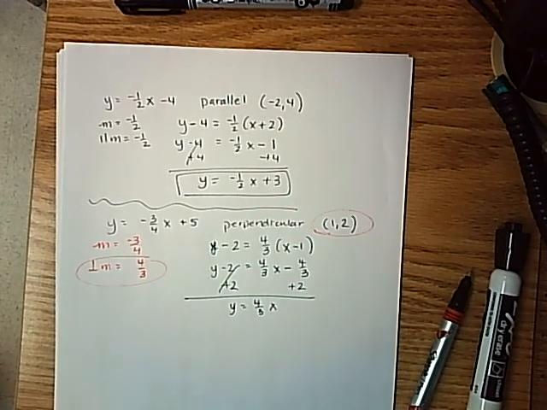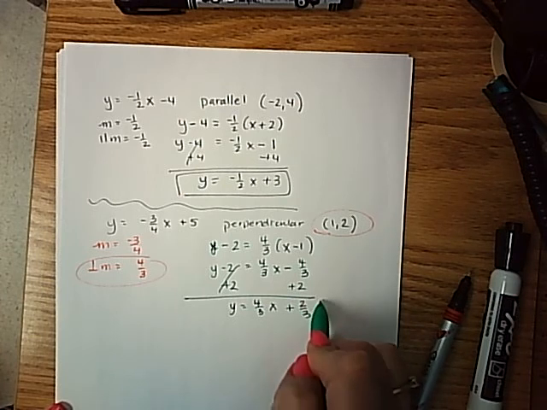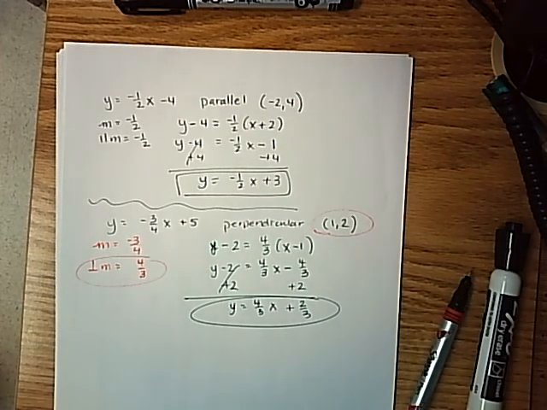I've got to think here for a second. 2 is 6/3 minus 4/3, which is positive 2/3. There's the equation of my line that is perpendicular to that slope.